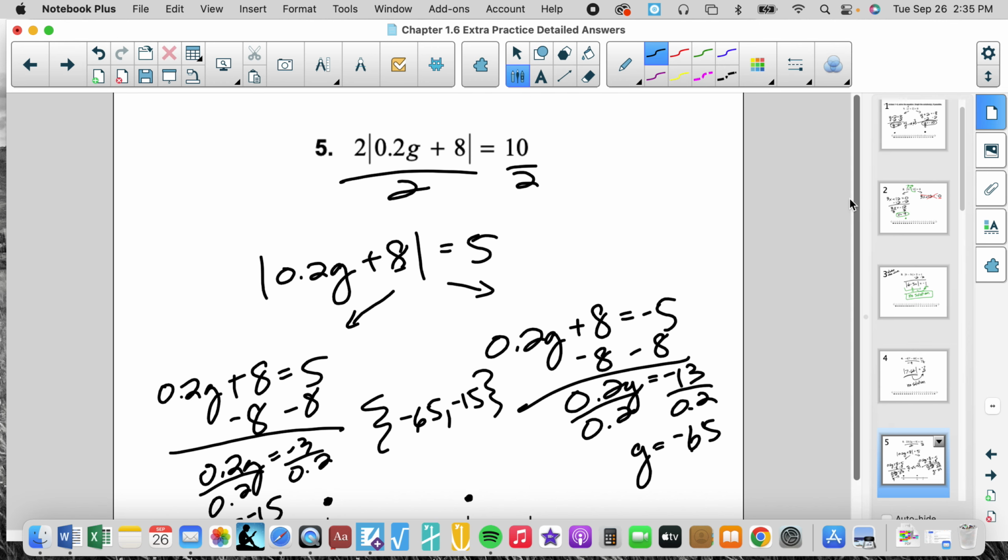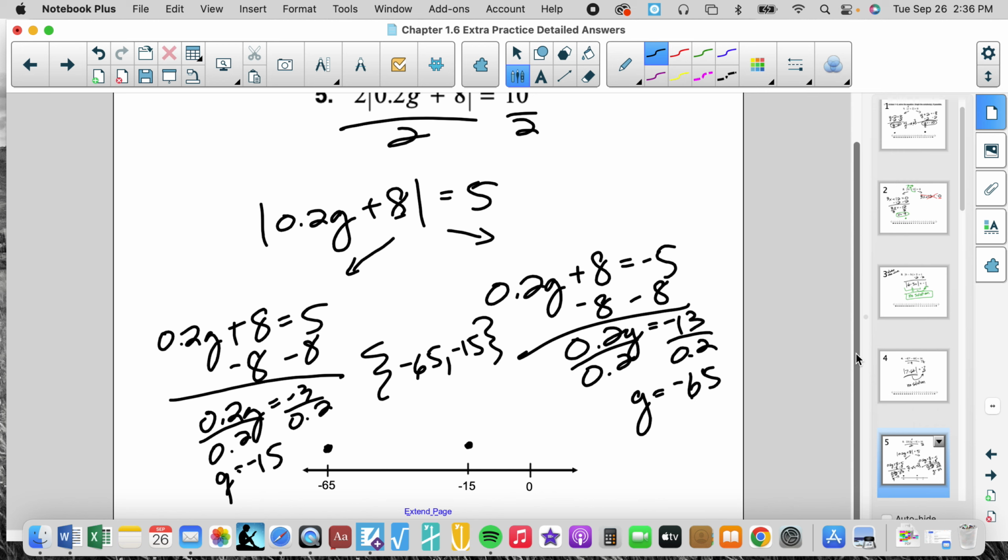Okay, we could test those. We could plug them in and see. So 0.2 times negative 15 is 3 plus 8. No, it can't be 3. Did I make a mistake? Yeah, it's 3. 3 plus 8 is 11. Absolute value of 11. Oh, did Mr. Mac make a mistake? I think I made a mistake. Where did I make a mistake?